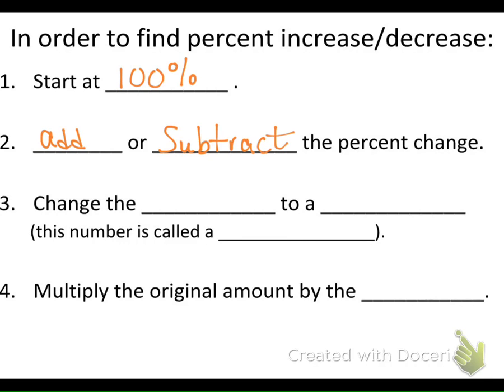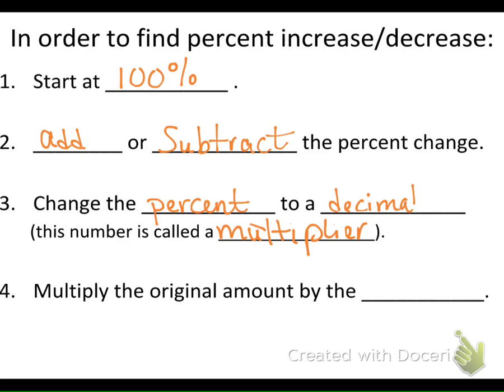Okay. Step 3 is what then, Darius? Change your percent to a decimal. Multiply. Yeah, that's going to be our multiplier. We're going to need that. That's going to be an important number. Remember, our multiplier, we're going to circle.